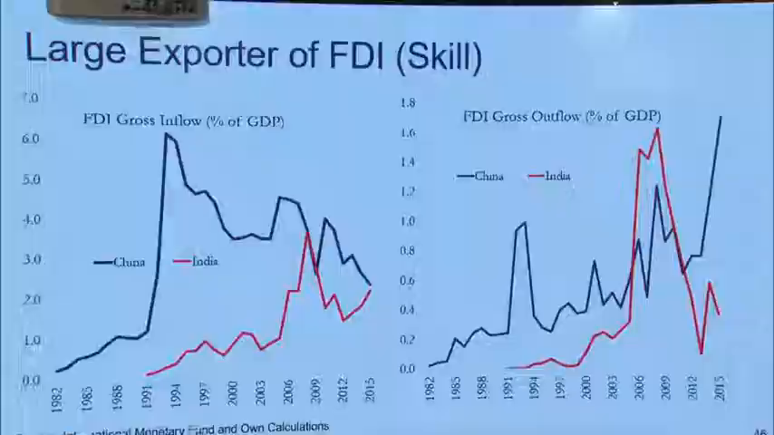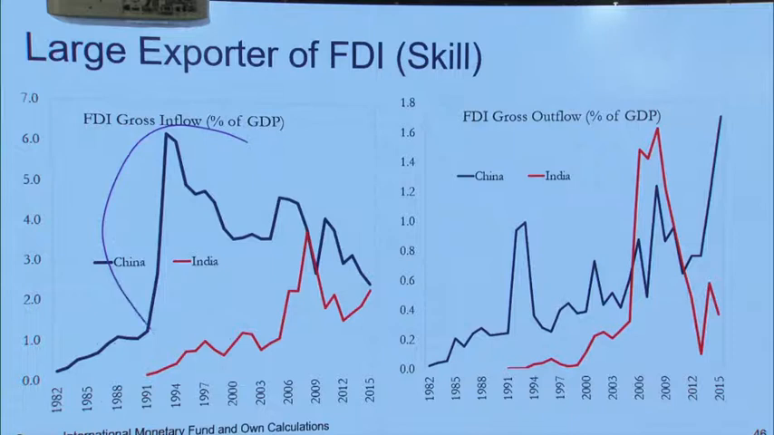I think this is a very interesting thing as well. People have always noticed the contrast between India and China in terms of GDP inflows, right? You see here, China has been consistently above India for long periods of time, and India is only catching up recently. But the interesting thing is that India has been an exporter of FDI, almost similar to China.